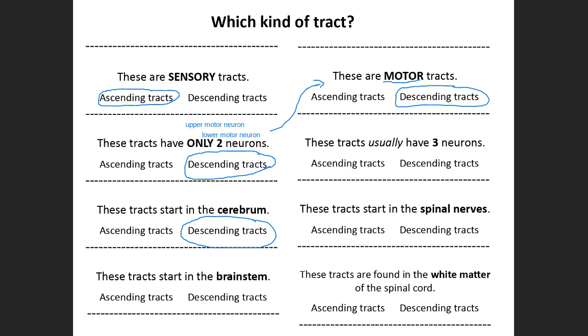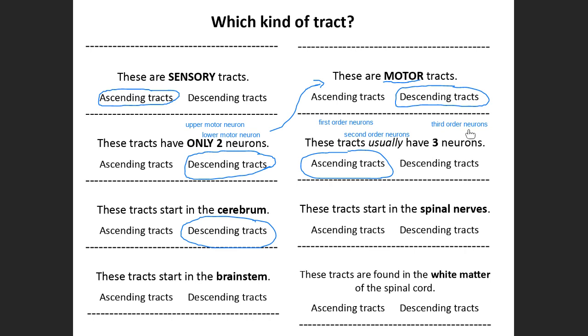When we talk about ascending tracts, they usually have 3 neurons. We talked about one type that didn't have 3, but most of them have 3 neurons. So these 3 neurons are called first order neurons, second order neurons, and our last one, third order neurons. When we talked about a type of ascending tract called the spinocerebellar tract, that one only had 2 neurons. It was actually missing this third order neuron.